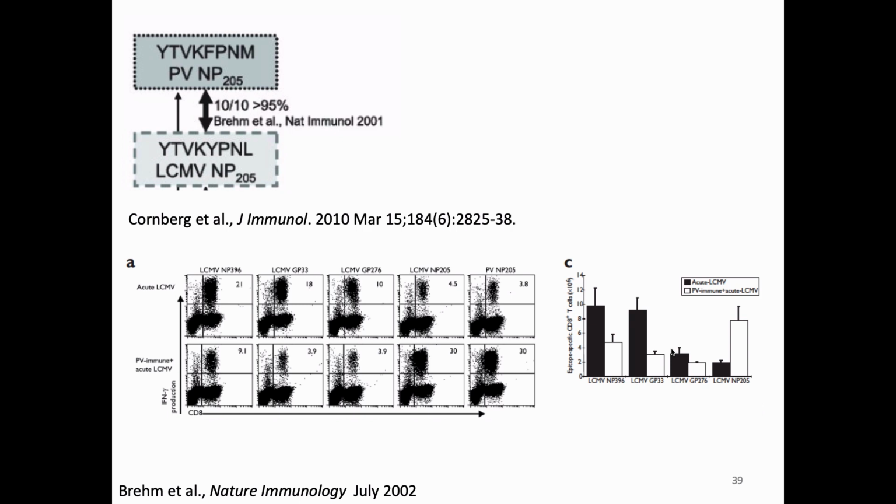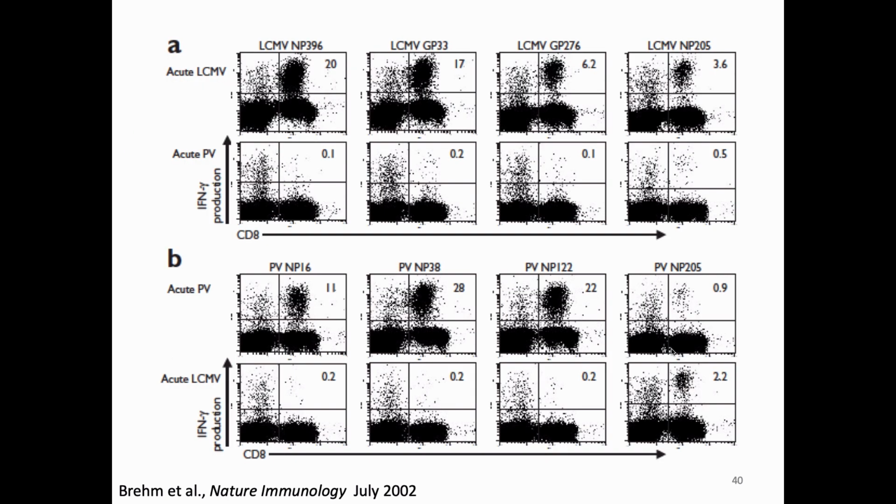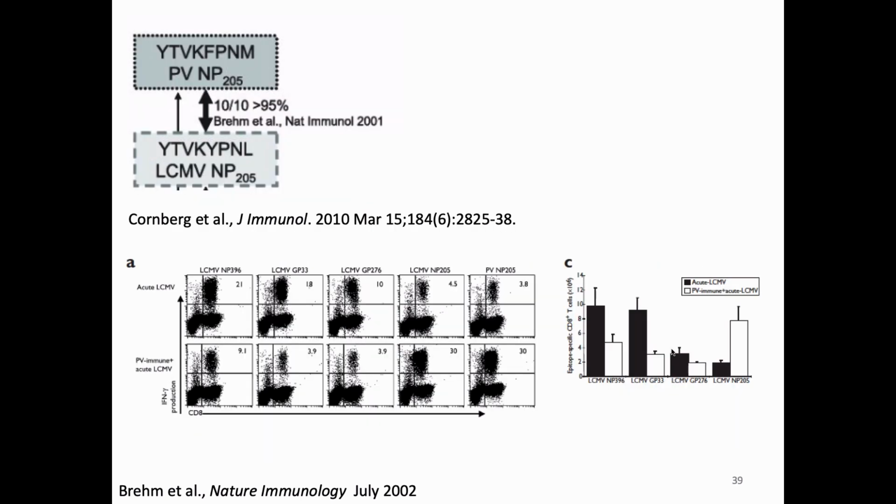But anyway, on the side over here, there's a graph of how much of the response is directed towards each epitope, and you can see that when they got just LCMV and when they got PV and then LCMV, there was a huge shift in what the responses looked like. And this is sort of just another way of showing that. So here are mice that got LCMV. Here are mice that got PV, and you can see that there are huge changes in what types of responses they're making.